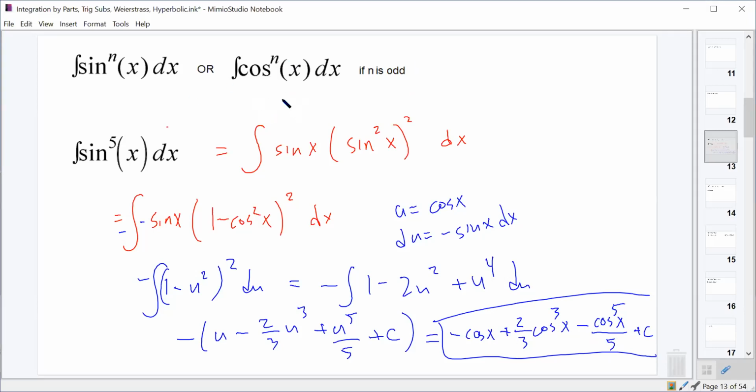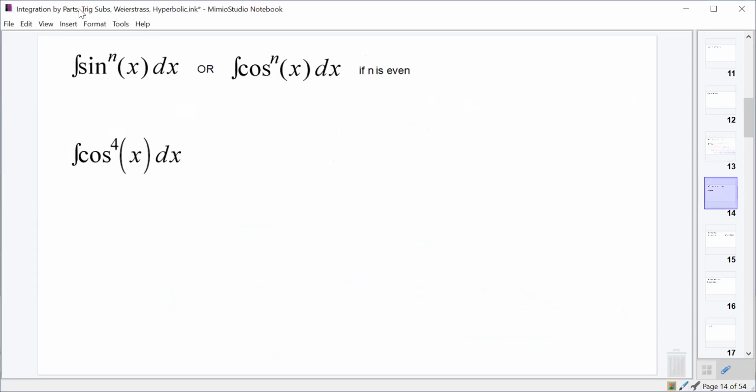And if we had cosine to the fifth, what would we do? We'd separate into cosine and cosine to the fourth, and then we'd rewrite the cosine to the fourth in terms of sine and do the substitution with u equals sine. Everybody good there? So anytime it's to the fifth power or seventh power or any odd power, you can separate it out and just do a u sub. Good or no? Okay. All right.